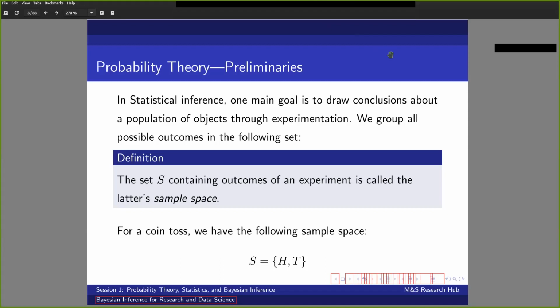So when we're doing statistical inference, our main goal is to draw conclusions about the population of objects through experimentation. Now, define the set S as the set of all outcomes of an experiment. This set S is called the experiment sample space. So for example, in a coin toss, our sample space consists of the outcomes heads or tails.